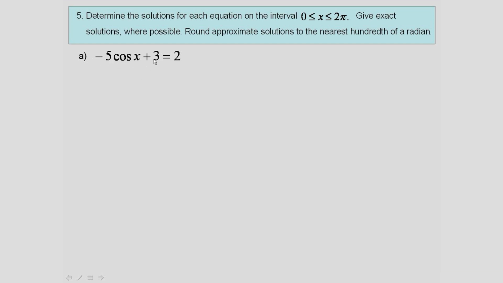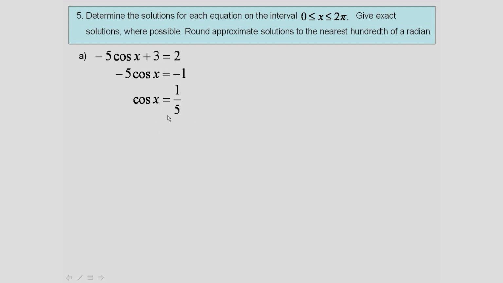Okay, so moving on here. Negative 5 cos x plus 3. Well, the whole goal in solving a trig equation is to find the value of x. So let's start to isolate x. For example, we can subtract off 3 from both sides. 2 minus 3 is negative 1. We could also get rid of this negative 5 by dividing by negative 5. Negative 1 divided by negative 5 is 1/5. So now we know that cos x is 1/5.